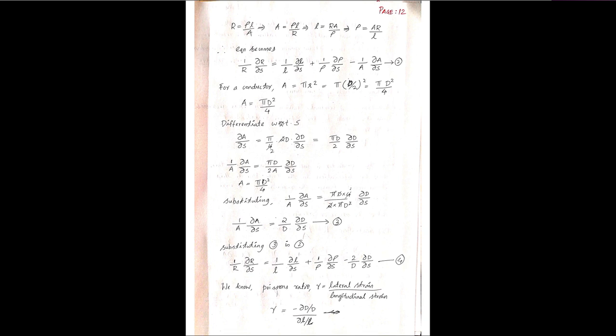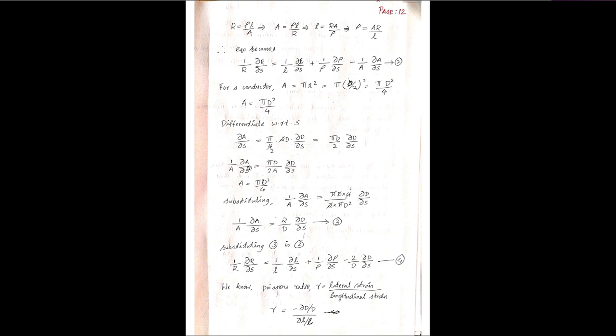Pi by 4 is constant. Differentiating d square, we will get 2d into dou d by dou S. So pi by 4 into 2d into dou d by dou S. The 2 and 4 will cancel, so we get pi d by 2 into dou d by dou S. Okay, dou A by dou S equal to pi d by 2 into dou d by dou S.